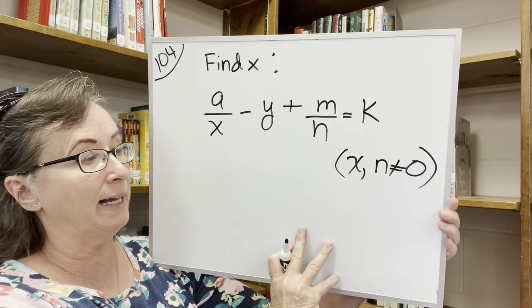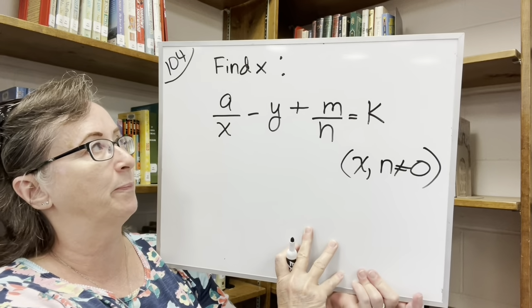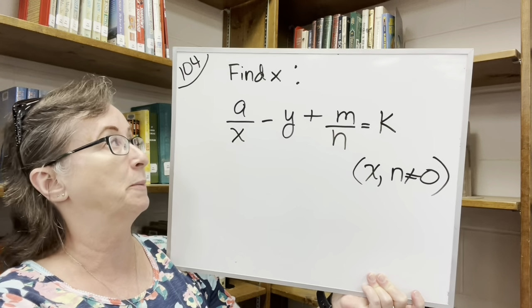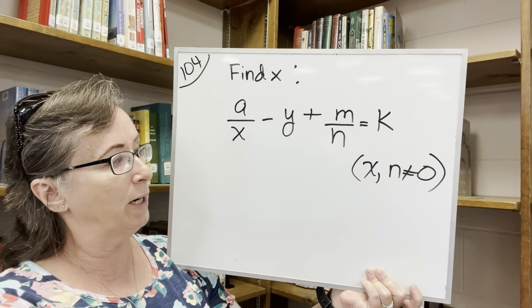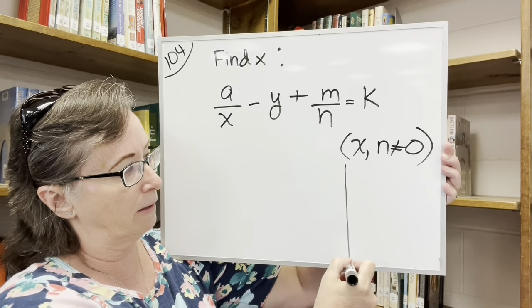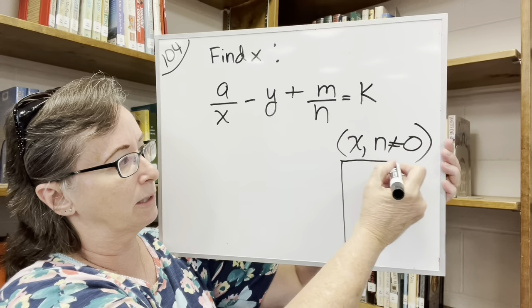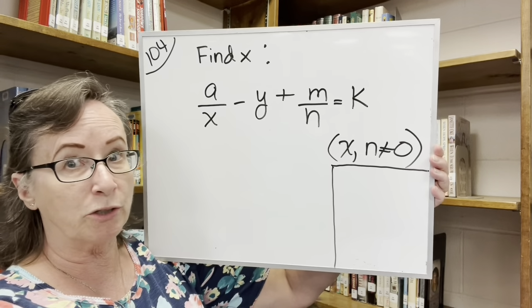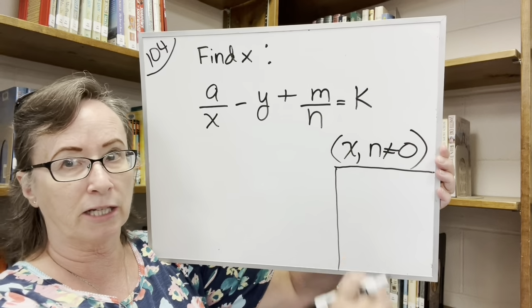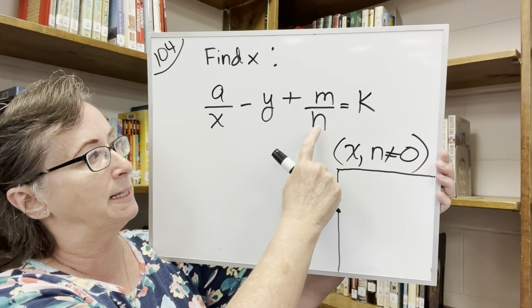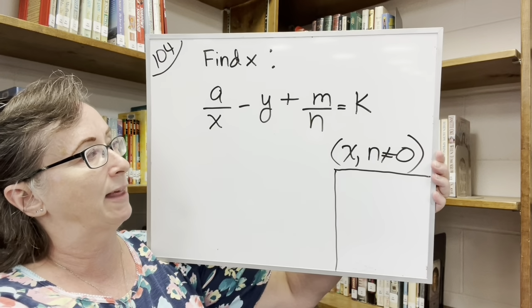Okay, so here is the last practice problem. And then we're going to do the last example. So what I want to do here is, right over here, we're going to make a little step list, okay? So that when you're doing these on your own, you can follow the little step list. So remember that x cannot be 0 and n cannot be 0, so that's why they say that.